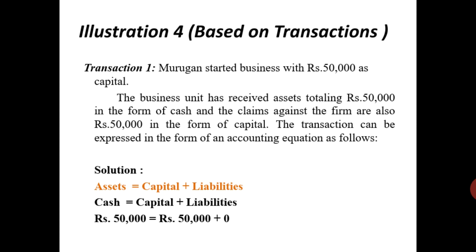So you need to prepare the accounting equation on the basis of the double entry system. The transaction can be expressed like this. In assets you will include cash, and then capital and liabilities. Capital means the proprietor's invested amount in the business, which is worth rupees 50,000. So the accounting equation will be like this: 50,000 is equal to 50,000. So assets are equal to capital plus liabilities.